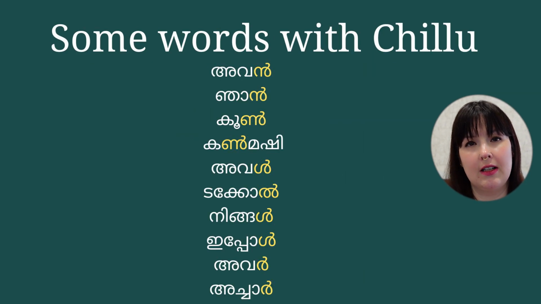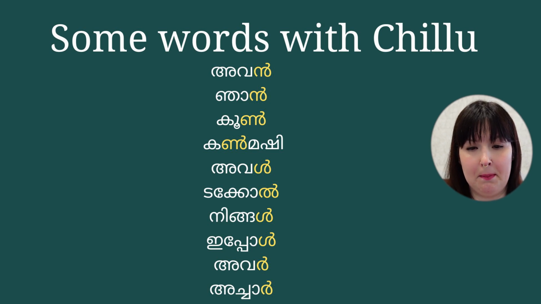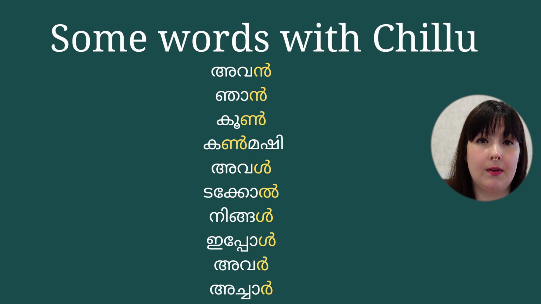Now notice Chillu most of the time come at the end of a word, but often you might find it in the middle of a word as well. Let's look at these words. Avan, njan, kun, kanmashi, aval, takol, ningal, ipol, avar, achar. Okay, so as you hear, there is a consonant sound with no vowel after it. It is a full stop. Avan, njan, like this.